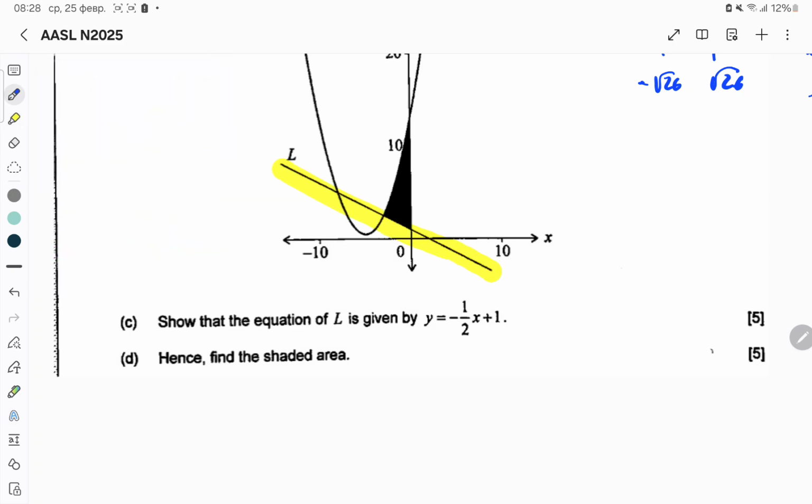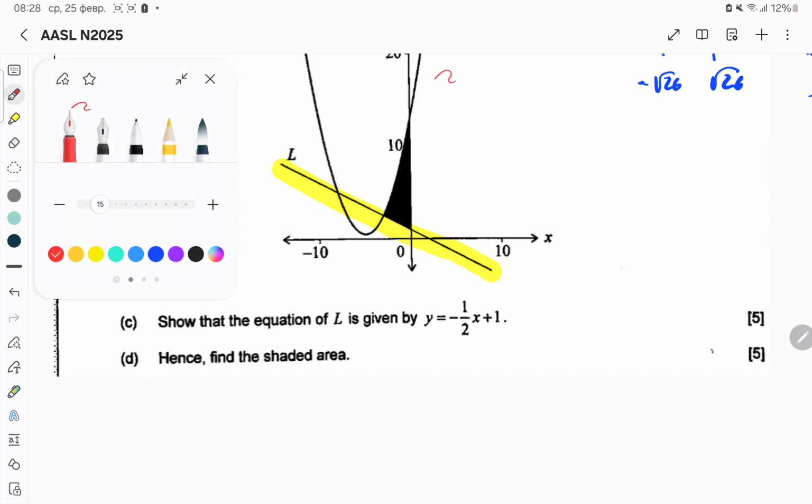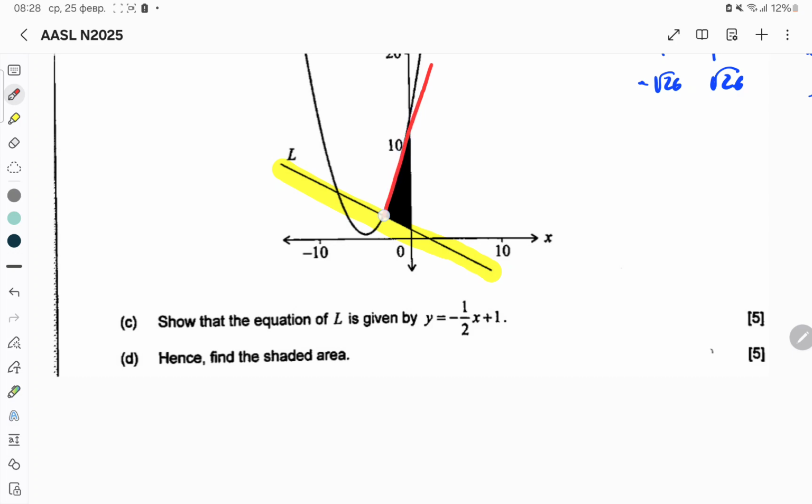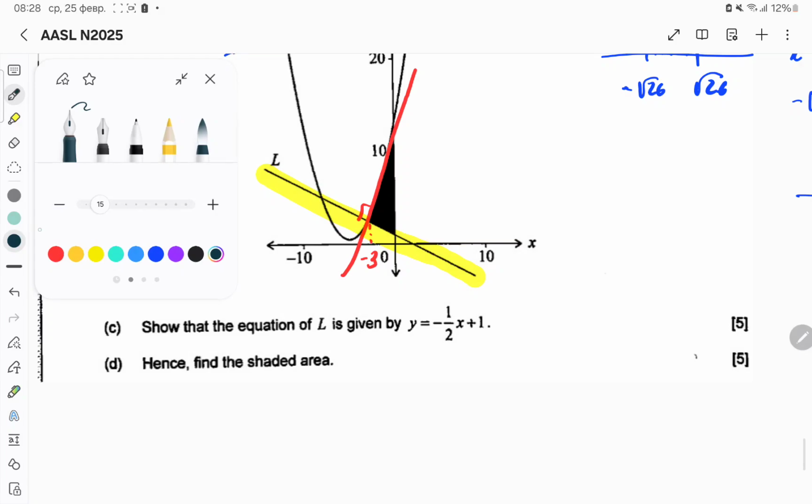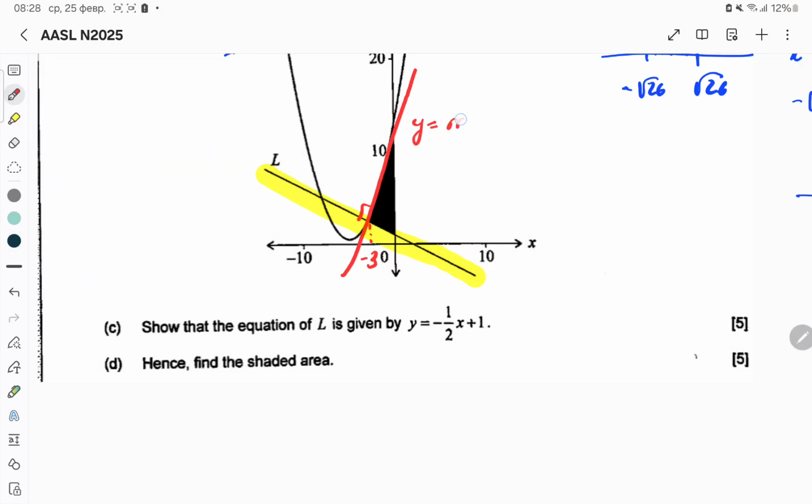So we know that L is perpendicular to the graph. What does perpendicular mean? It means that it makes 90 degrees with the tangent at the point x equal to negative 3. All right, now we should find the gradient. If we find the gradient of the tangent, we can find the gradient of L because they are perpendicular, right?